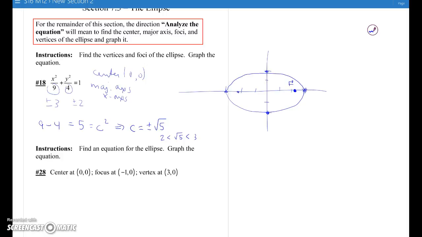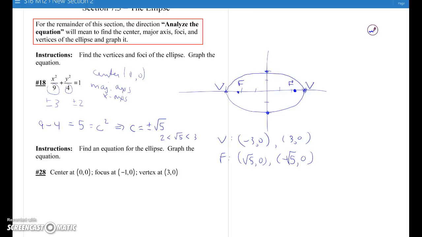A little more than 2, and here's a focus point. This is a vertex, and this is a vertex. So the vertices are going to be negative 3, 0, and 3, 0. The foci of the ellipse are going to be root 5, 0, and negative root 5, 0. So those are going to be the focus points or the foci.